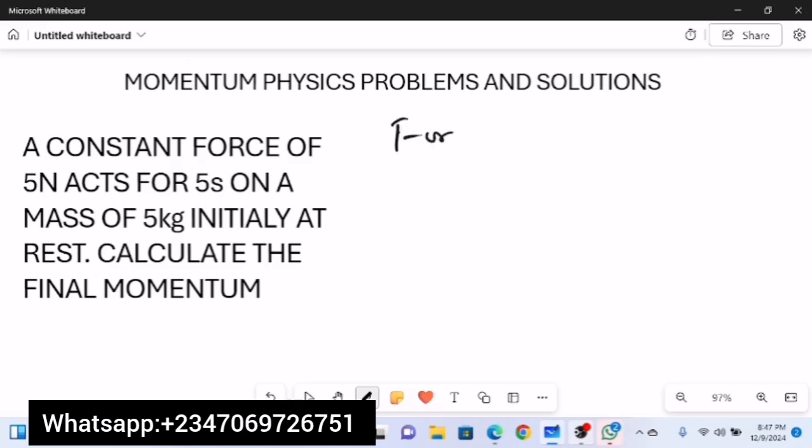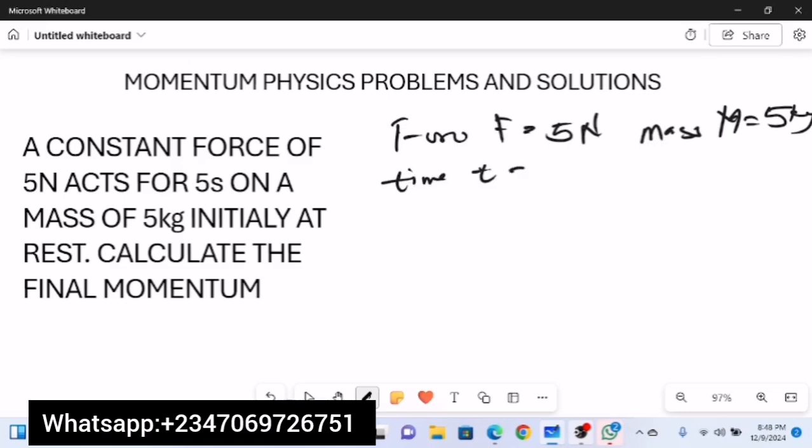given force is equal to 5 newtons, okay? Now it acts on a mass of 5 kg, so we're given mass M to also be 5 kg. Initially at rest. It acts for 5 seconds, so we're also given time T as 5 seconds. Now we're asked to calculate the final momentum.